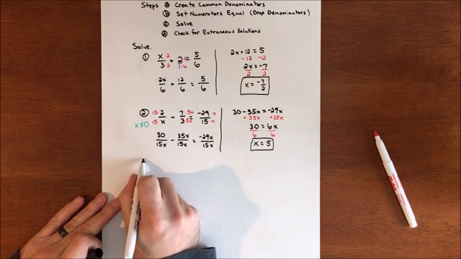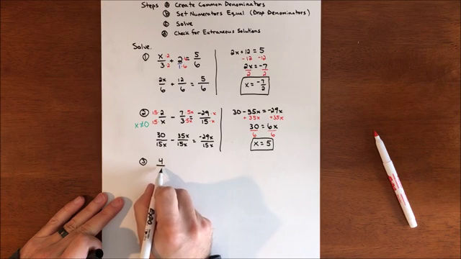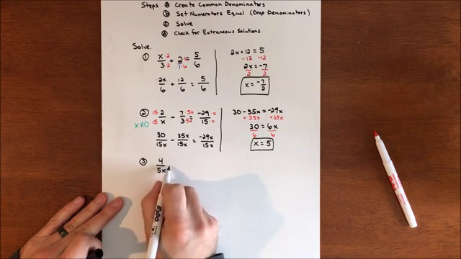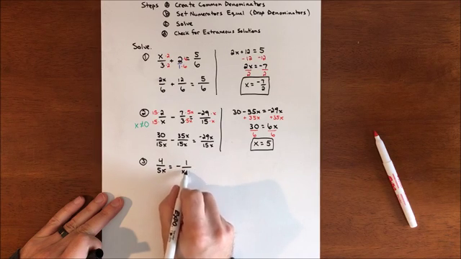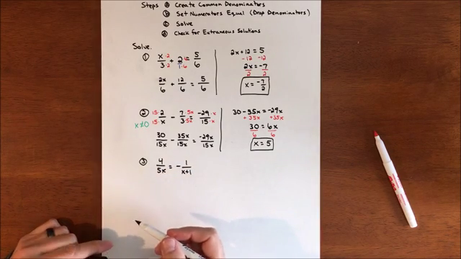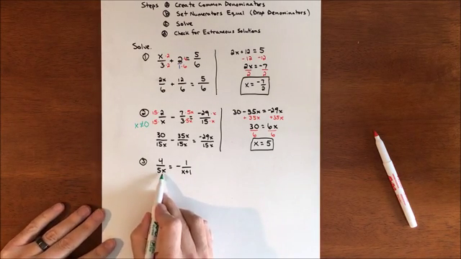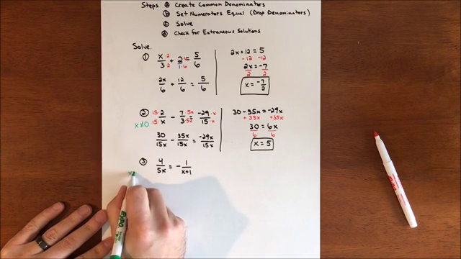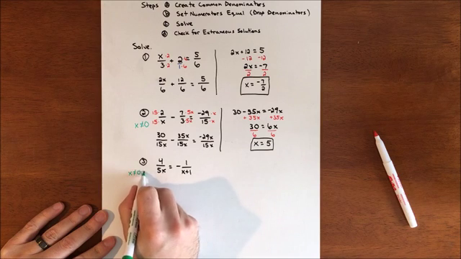All right, so let's look at the next. If you have 4 over 5x equals negative 1 over x plus 1. Here, to keep in the back of our mind, what can x not equal? 0 would cause a problem on this one. So x cannot equal 0, and negative 1 would cause a problem on that.